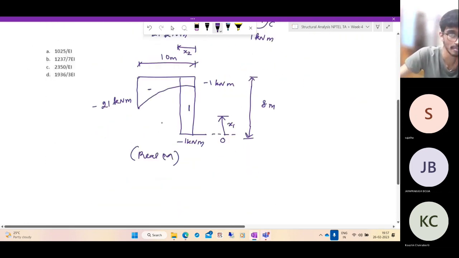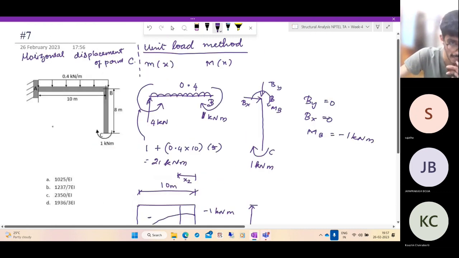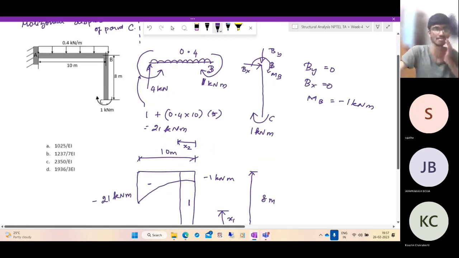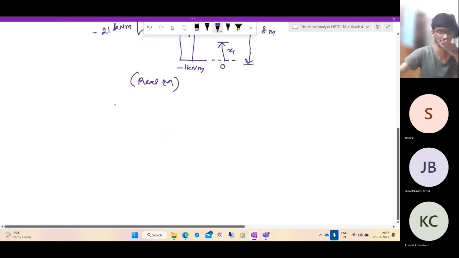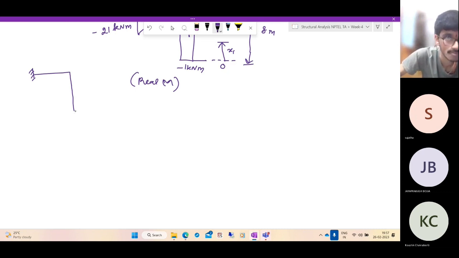Now, what is a virtual system? We want the horizontal displacement at the point C. So let us subject it to a horizontal force of 1 kilonewton. So the virtual system is something like this. Applying 1 kilonewton here. And the rest is as it is. There is no load. Okay, the virtual is virtual.